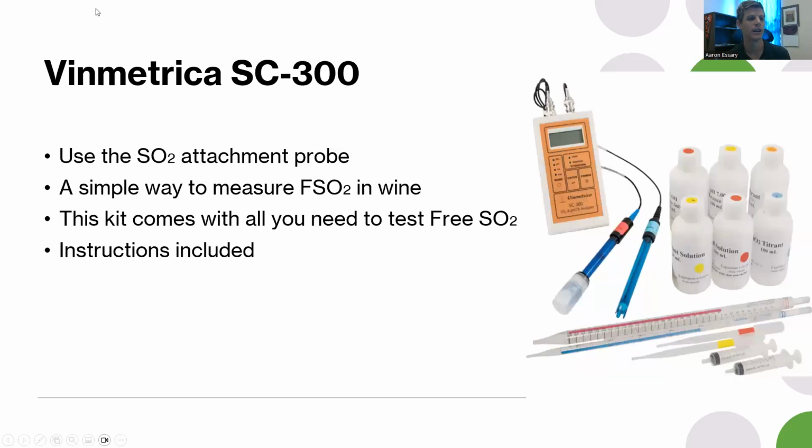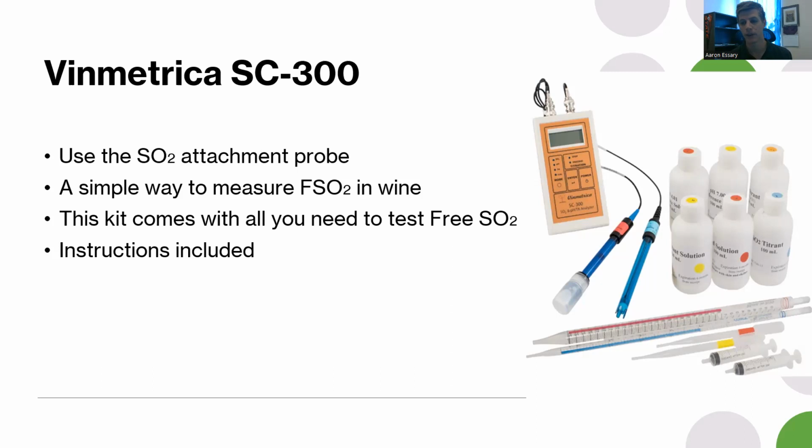Okay, the Vinmetrica SC300, one of my favorite machines in winemaking, just because it's so versatile. The people at Vinmetrica make these things specifically for wine and specifically for juice. As far as I know, that's all they do is juice and wine. Maybe some beer, I don't know, but definitely juice and wine. So if you have a Vinmetrica SC300, just use your SO2 attachment probe. This is a very simple way to measure free SO2.